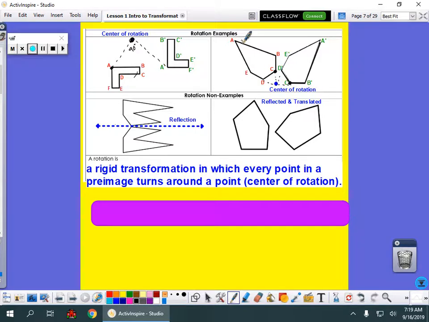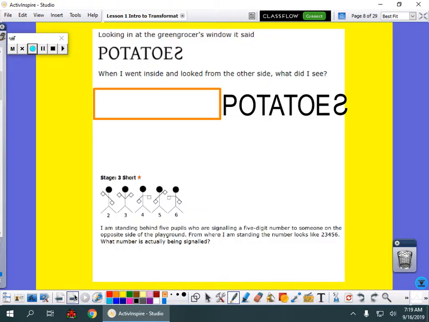rotating through. All right, and this is not a rotation because it's a reflection. These are not, they're reflected and translated. All right. So you have a couple examples where you're looking at a grocery window. What would it look like on the inside? Try and draw that. What would you see if you saw it from the inside?